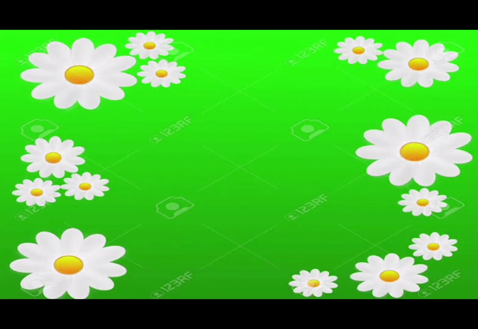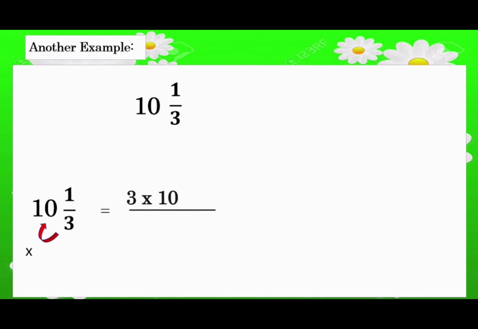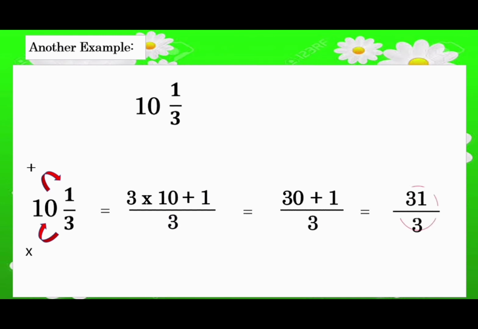So let's have another example to change a mixed number into an improper fraction. Change 10 and 1/3 to an improper fraction. So our first step is to multiply the denominator to the whole number, which is 3 times 10 is equal to 30. We need to add 1. 30 plus 1 is 31. And the last step is to copy the denominator, which is 3. So our answer is 31/3. Therefore, 10 and 1/3 is equal to 31/3.